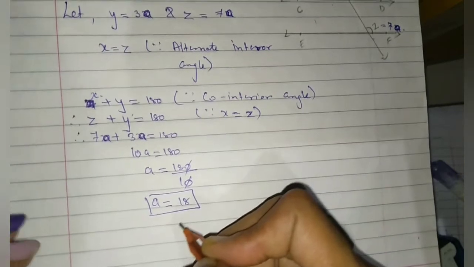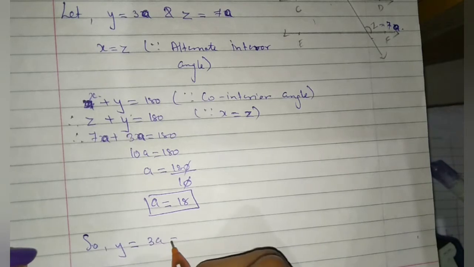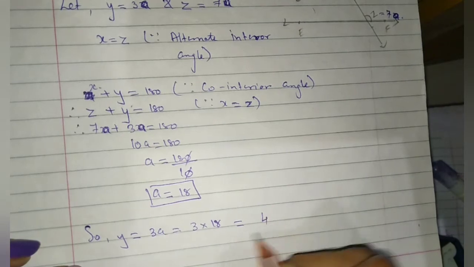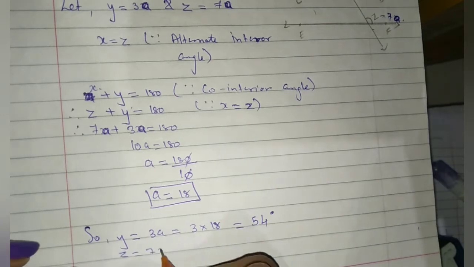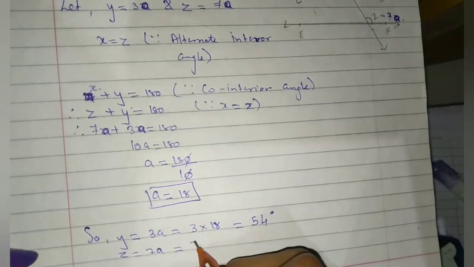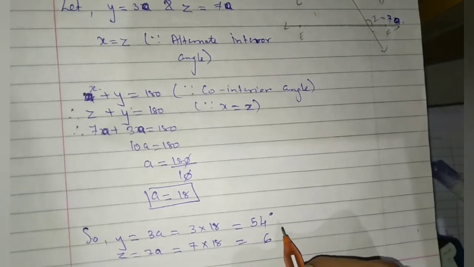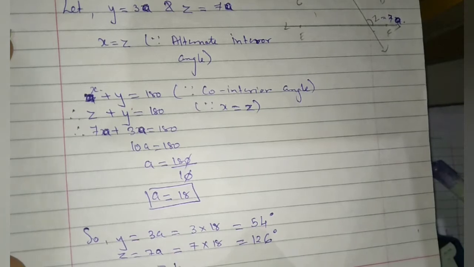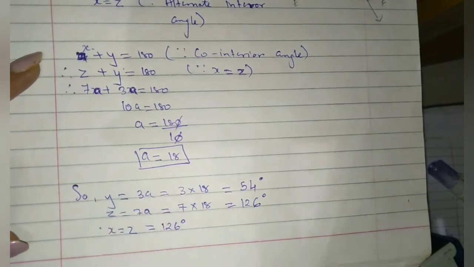So we can find y and z first. So y equal to 3a, so 3 into 18, which is equal to 54 degrees. z equal to 7a, which is equal to 7 into 18, which is 126 degrees. And x is equal to z, so x is 126 degrees. So we have the x, y and z values.